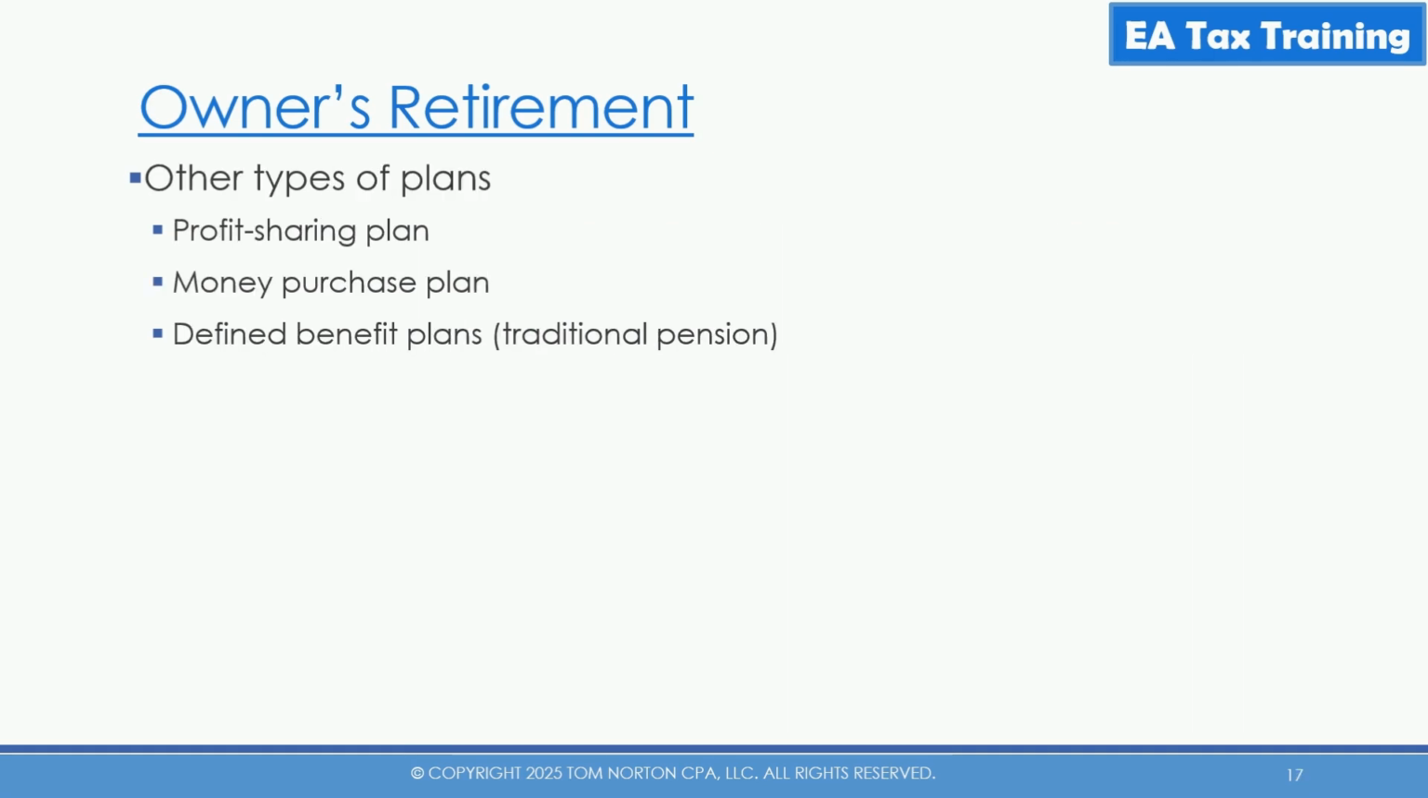There are other types of retirement plans: profit sharing plans, money purchase plans, defined benefit plans. These are not very common with sole proprietors. You are usually not going to see them, but we will talk more about retirement plans in video 9.